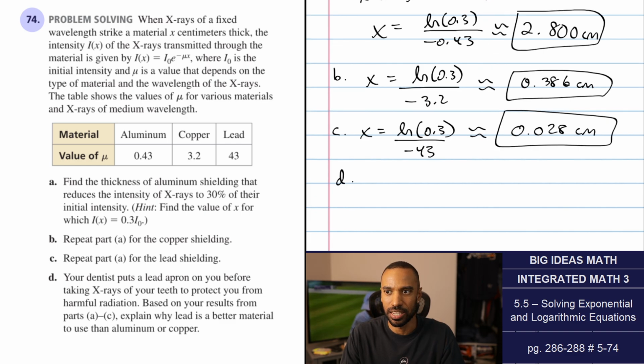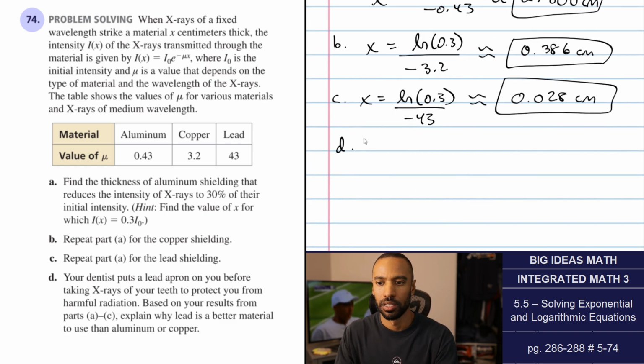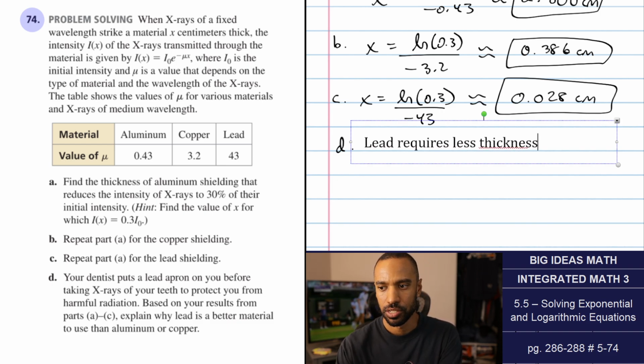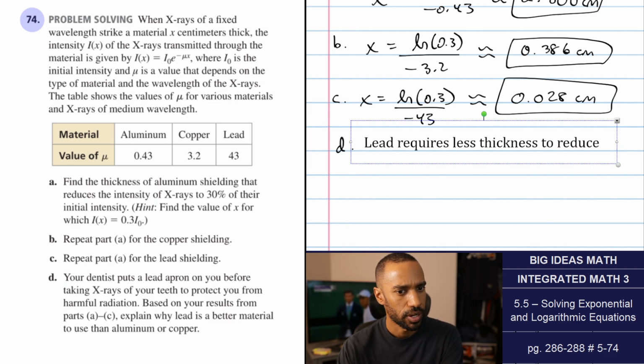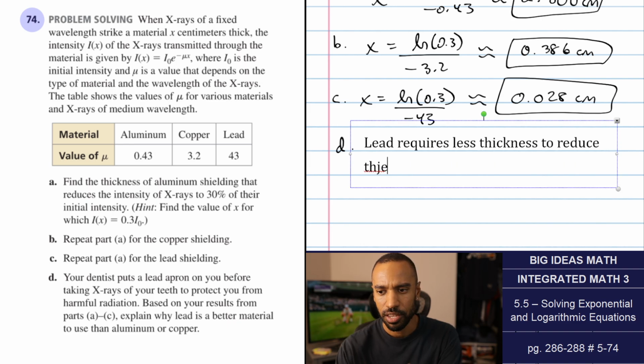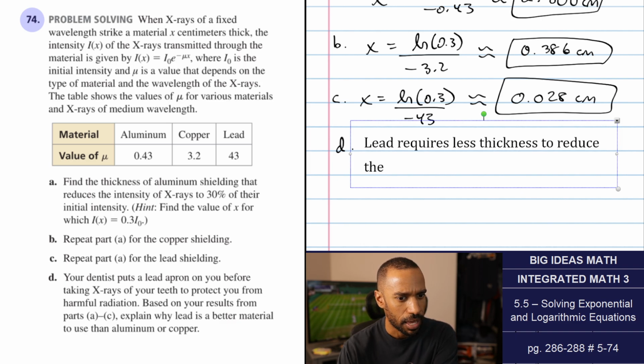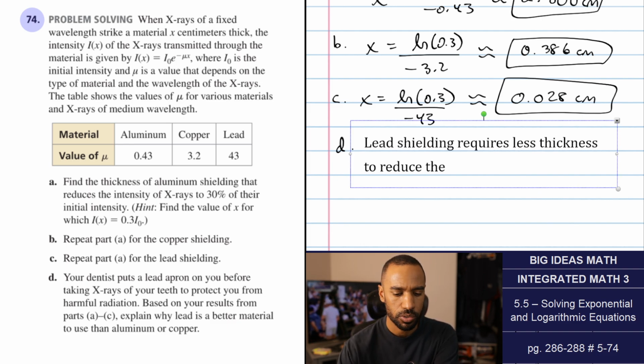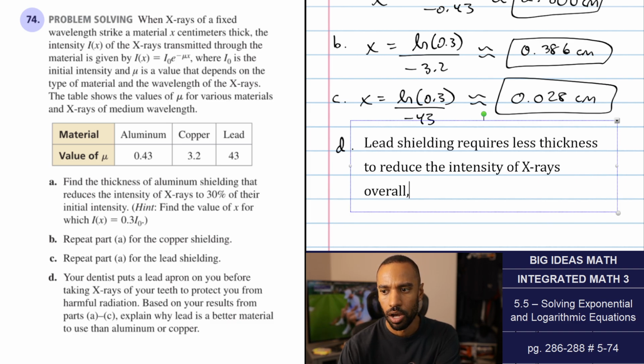It requires less thickness. Lead requires less thickness to reduce the intensity of x-rays. Let's see, what do they call it? That's what I'm trying to figure out. Hold on, where did they say the word shield? I want to find where they said that. Oh, aluminum shielding, I see. So lead shielding requires less thickness to reduce the intensity of x-rays overall. So less material is required.